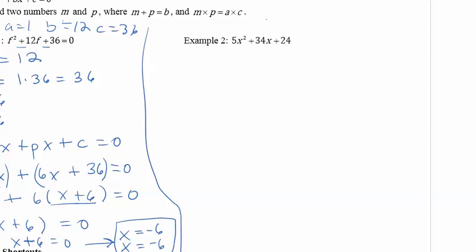Hi, and welcome back. Again, we're going to look at factoring by grouping. This time I'm going to look at a problem that's a little bit more difficult. The reason being is that we now have a coefficient of a that is not 1.